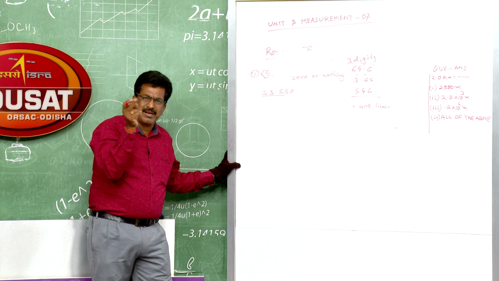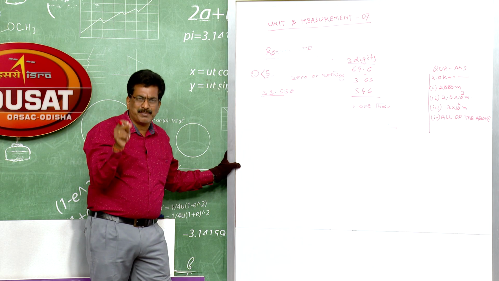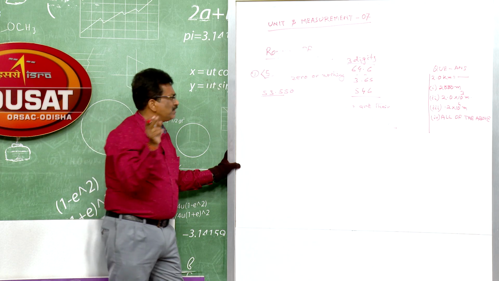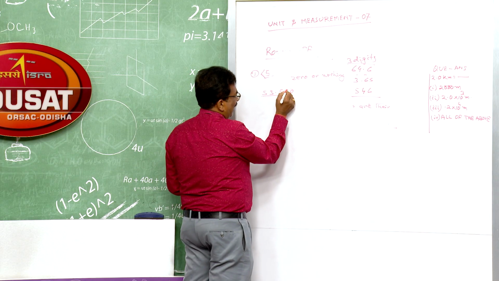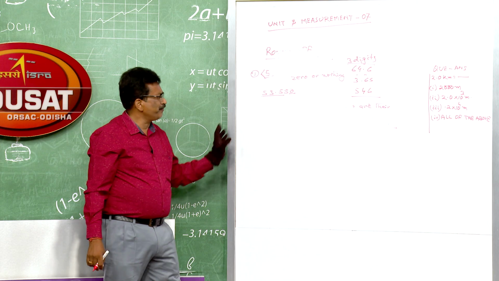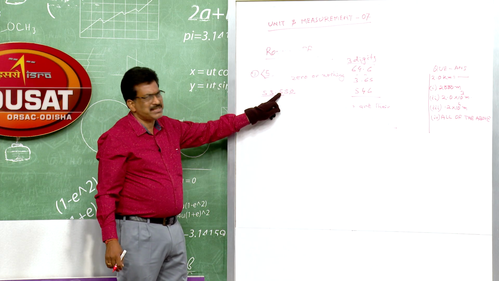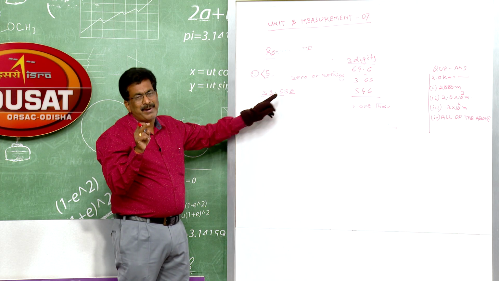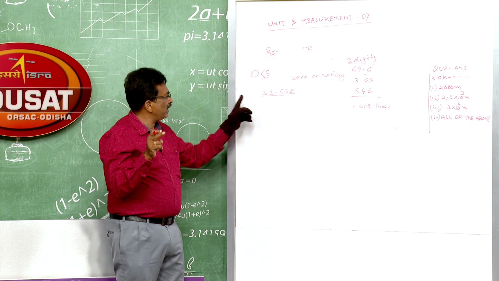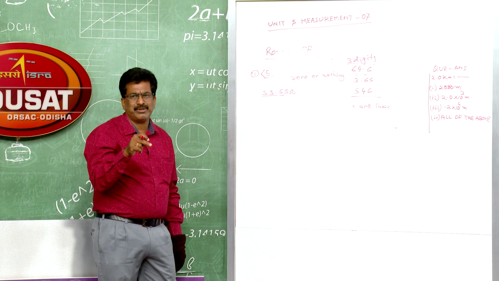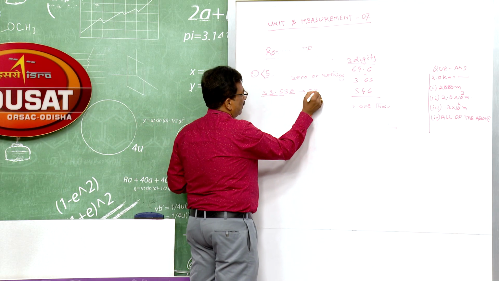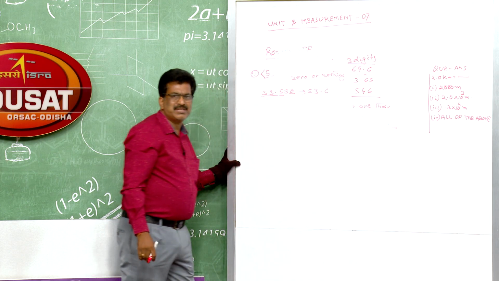If the last remaining digit is odd, it is increased by 1; if it is even, it is left as it is. Here, after the 5, the last remaining digit is 0. So if the preceding digit is 5, that is the odd one. If it is odd, then 1 will be added. So that will be 53.6.